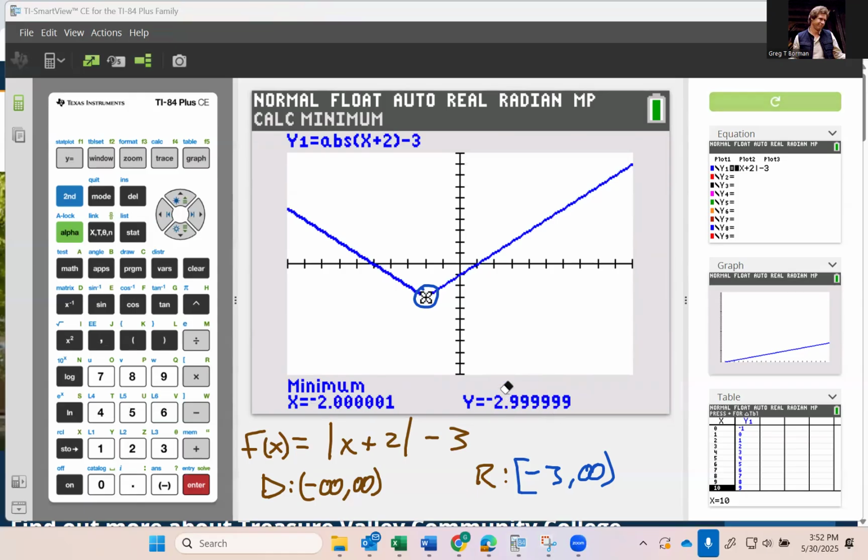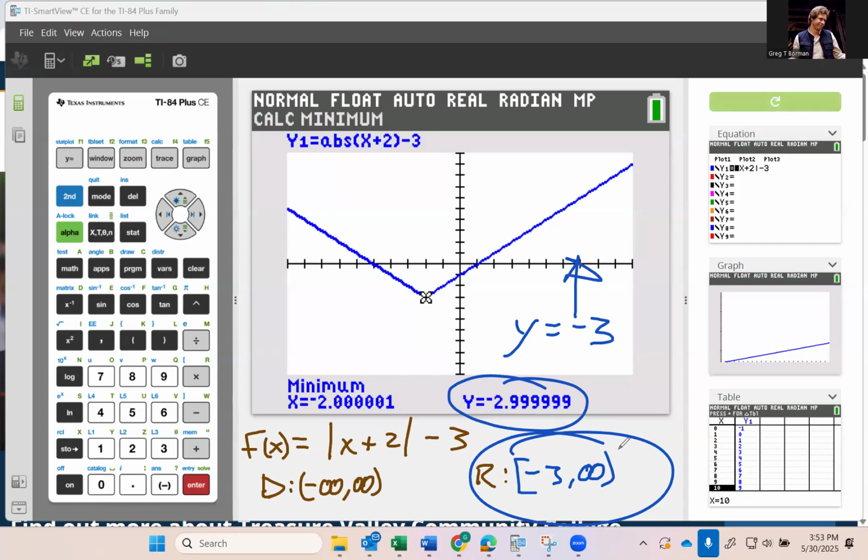Well, we got the same y that time, but we got a different x. But still, it's homing in on negative 2. And so you can do that if you need to. But the point is, for finding the range, you can say, okay, now I know the lowest point. The lowest point on the graph is at height negative 3, so it's going to be from negative 3 on up, and that's my range.